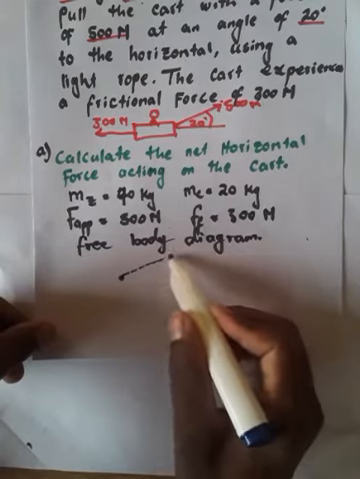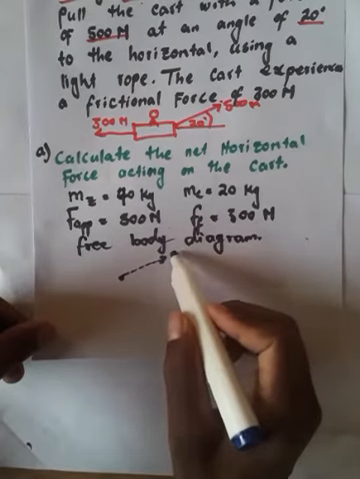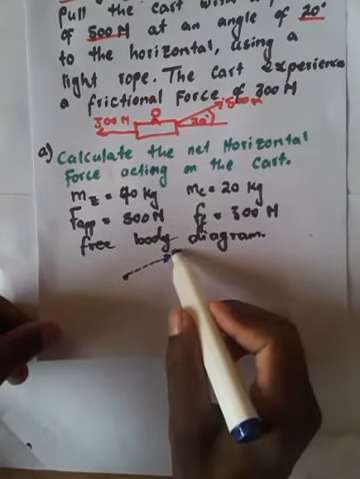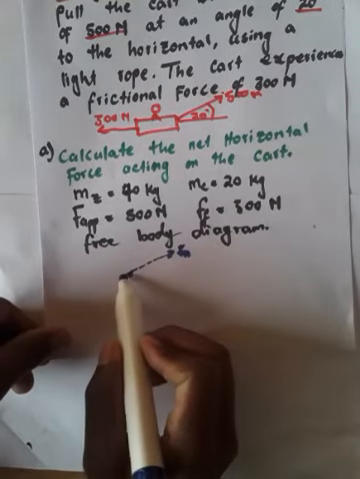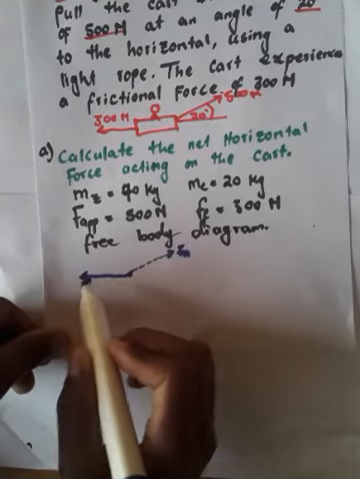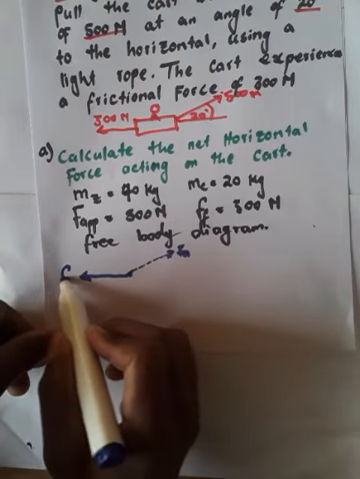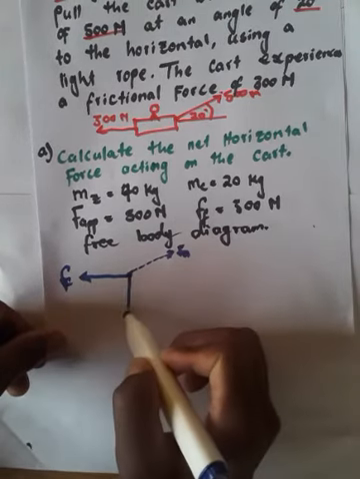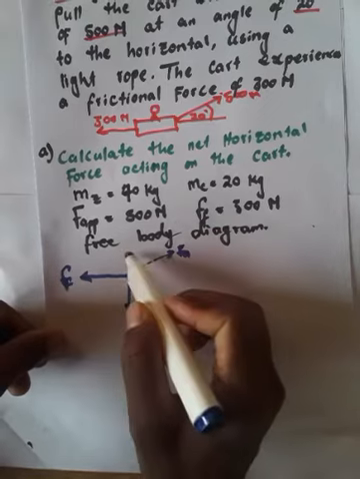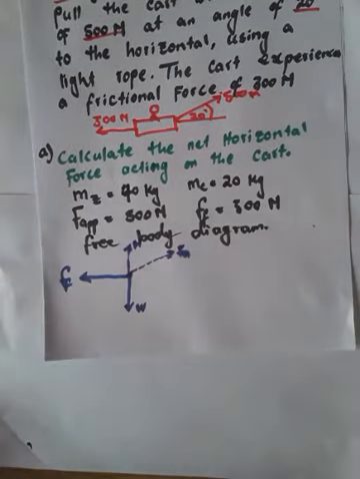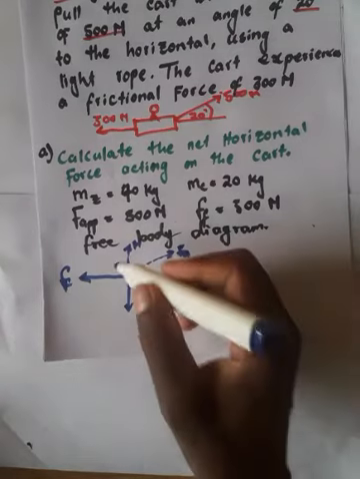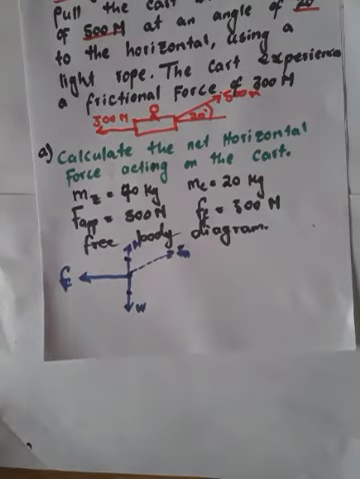Then after that, you do this. This is the F applied, which is 500. Then here you have a frictional force going this way, which is F friction, and then you have a weight and a normal force. The weight and the normal force balance each other, they're equal. So the cart is not moving up and down, it's moving horizontally.